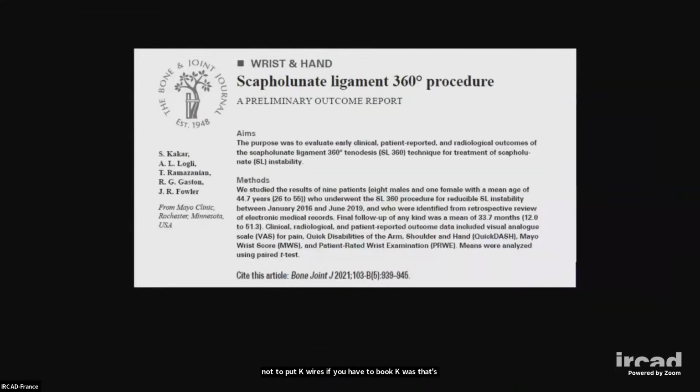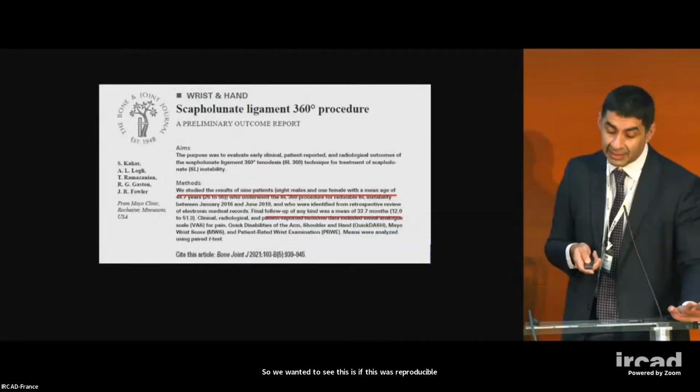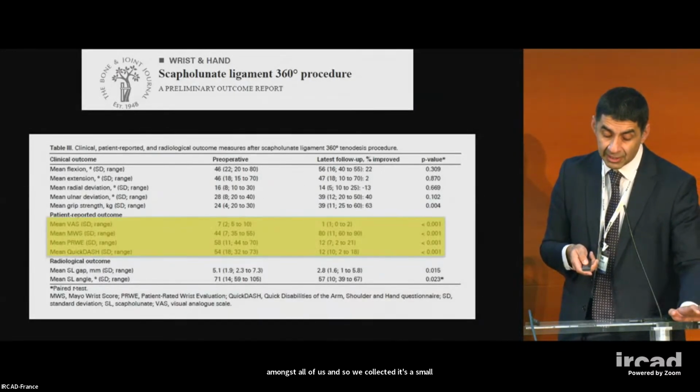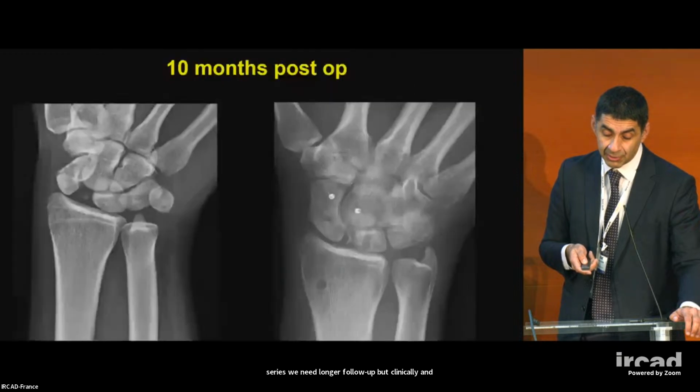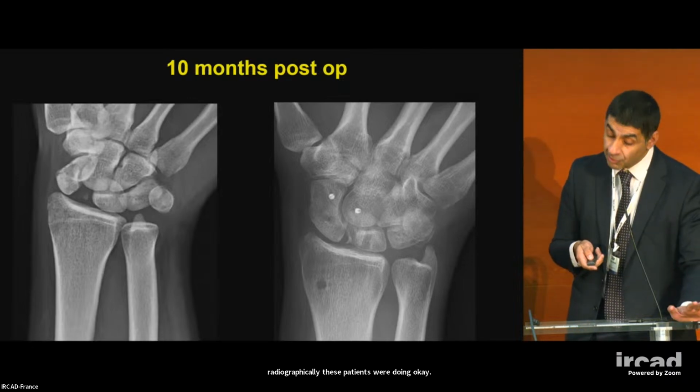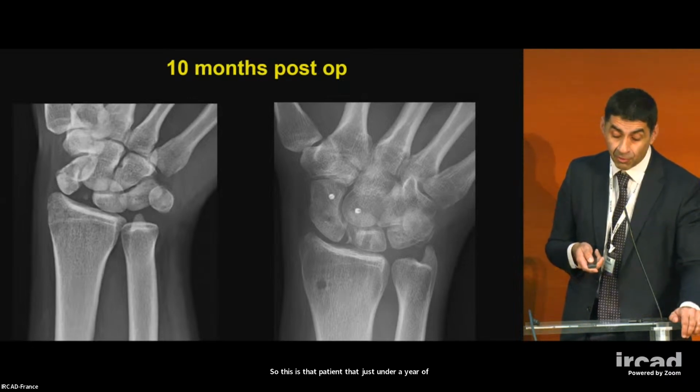The other thing that we wanted to do was look at our outcomes. These were 3 academic centers, in Pittsburgh and in Ortho Carolinas, because invariably when it's somebody who's designed something, their results are good and everybody else's aren't. So we wanted to see if this was reproducible amongst all of us. It's a small series, we need longer follow-up, but clinically and radiographically these patients were doing okay. This is that patient at just under a year of follow-up. It's not perfect, it's better than before.